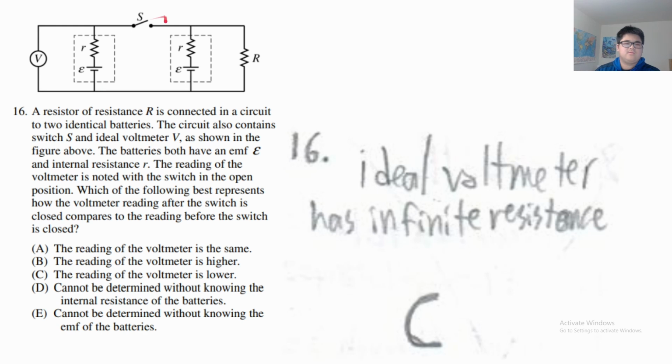Once the switch is closed, then current in this battery could also flow to the right. So some of the current in this battery would flow to the right. Most of it would still flow to the left. However, the current flowing through the voltmeter would be decreased. So the reading of the voltmeter would also be decreased, because the current is lower, and since the resistance stays the same, then the voltage must decrease. So the answer is C. To question 16, the answer is C.